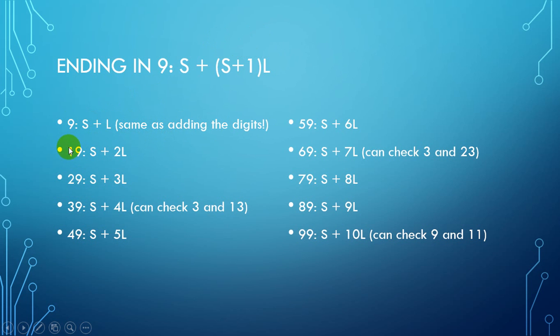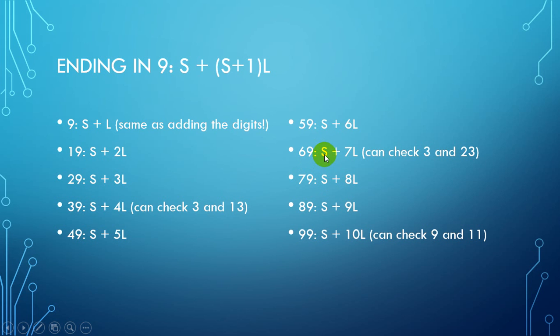For 19, the stem is 1, so to get the formula for 19, you plug 1 in here, and that's S plus 2L. Bingo. For 29, and it's pretty straightforward, 3L, 2 plus 1 is 3. And for 39, you can do S plus 4L, or you can check for divisibility by 3 and 13. Whatever's easier for you. 13, as I recall, it was S minus 4L. 49, S plus 5L, and so on.